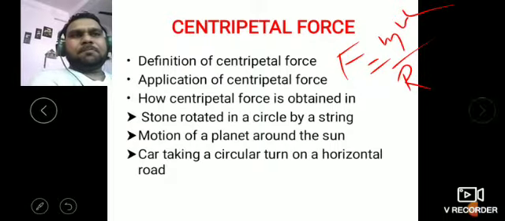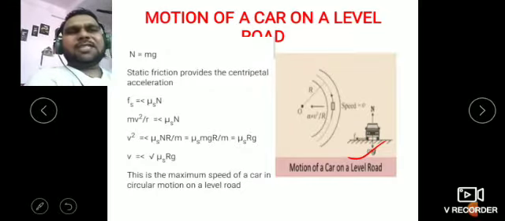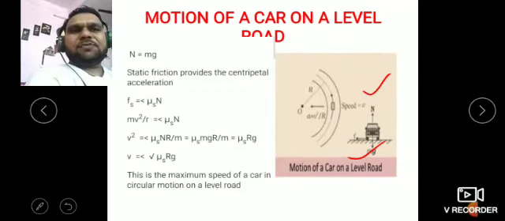We will move to the next slide. Motion of a car on a level road. Whenever a car is moving on a level road, there will be three forces in action. One force is the weight of the car acting downwards, that is mg. Another force is the normal reaction that will act upward perpendicular to the surface in contact, and the third force is the friction force between the tires of the car and the road.